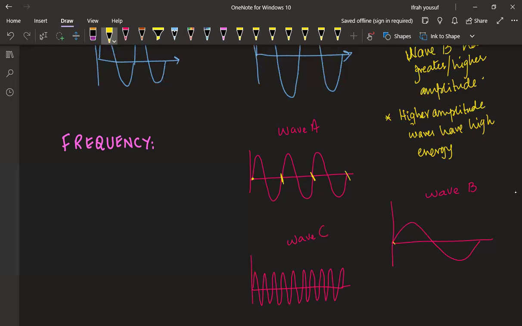Now let me ask how many seconds the three waves have taken. Let's say this is 9 seconds, and this is also 9 seconds. Now, how many waves? You can say there is only one wave, one cycle, in 9 seconds. And if I say this is also 9 seconds, this is also 9 seconds.